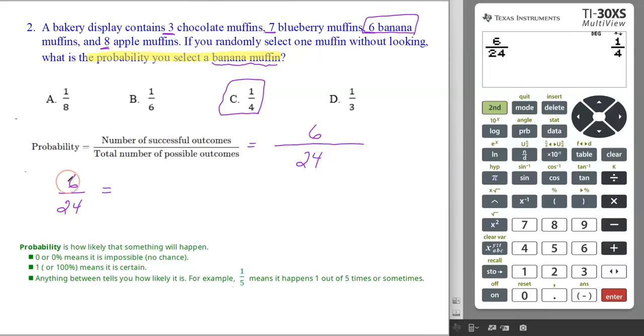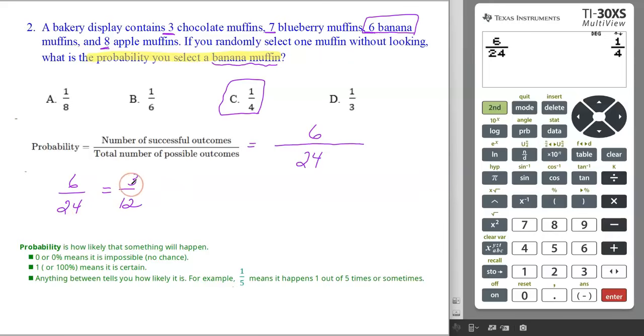These are both even numbers, 6 and 24. So that means I can just divide them both by 2. So let's do that. 6 divided by 2 is 3. I'm just taking half of 6, which is 3. And I can also take half of 24, which is 12. So what I did is just divide the numerator and the denominator each by 2. 6 divided by 2 is 3. 24 divided by 2 is 12.